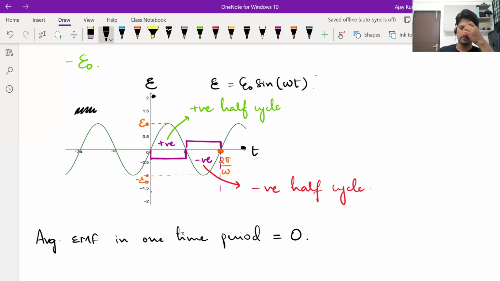Minus 0.5. Okay, minus half you are saying. Okay, for the general sine function, the peak value is +1, lower peak is -1. So you are saying the average of the negative half cycle is minus 0.5.